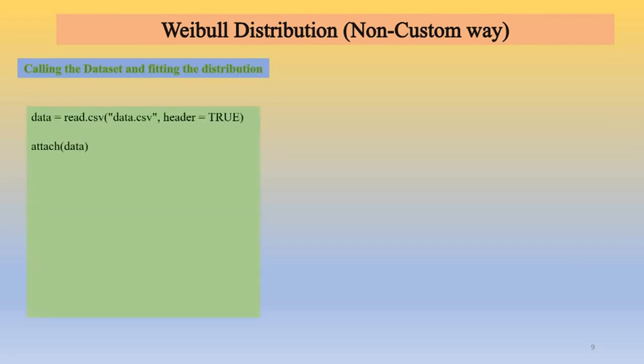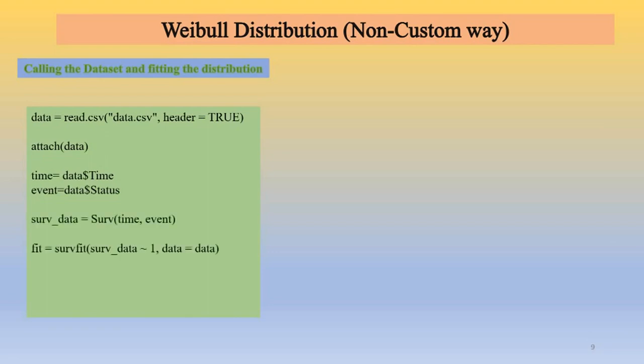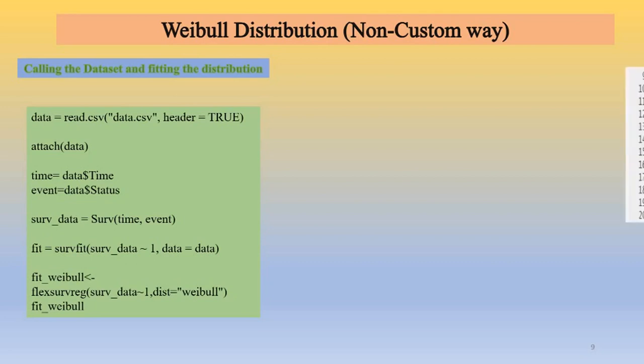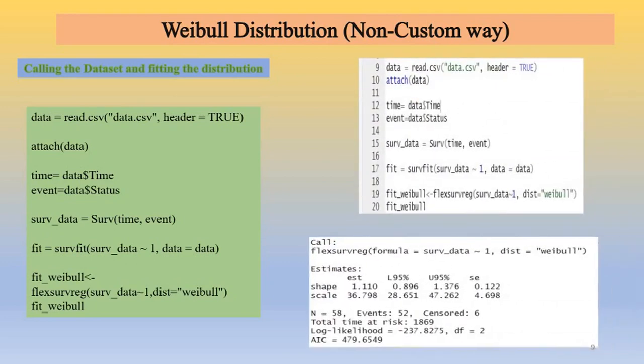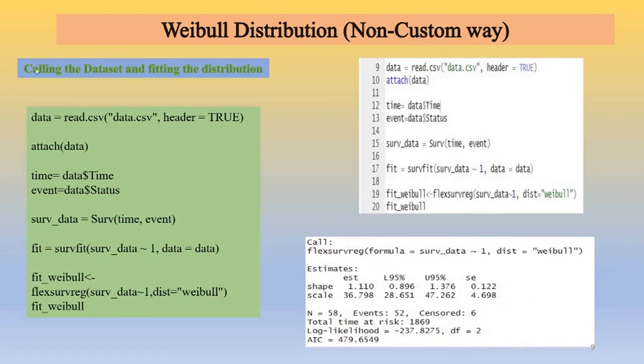Firstly, for calling the dataset, we use this following command. Then we specifically define our variables and combine this for the survival data. Later, we use the Weibull command code and fit the distribution to the dataset. Here is the command in R and the output is as follows. Here we can see the shape parameter and the scale parameter are being estimated along with the AIC value.